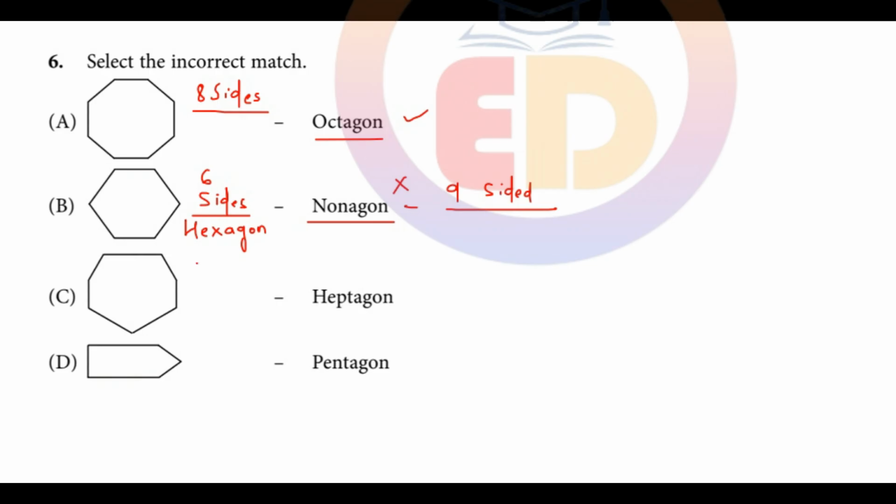Heptagon is a 7-sided polygon, and we can see that there are 7 sides here: 1, 2, 3, 4, 5, 6, 7. So this is correct. Next, pentagon is a 5-sided polygon, and we can see that there are 5 sides here: 1, 2, 3, 4 and 5. If you want to count the number of sides of the first and second, you can go ahead. The incorrect option is option number B.